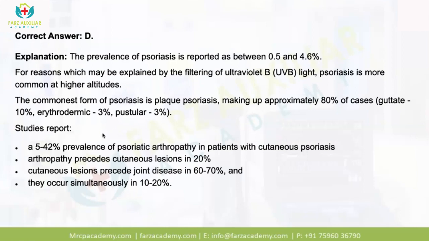And studies report that 5 to 42% prevalence of psoriatic arthropathy in patients of cutaneous psoriasis. And arthropathy precedes cutaneous lesion in 20% of these cases. Cutaneous lesion precedes joint disease in 60 to 70% of cases. And they occur simultaneously in 10 to 20% of patients.